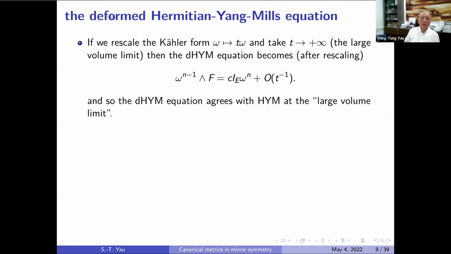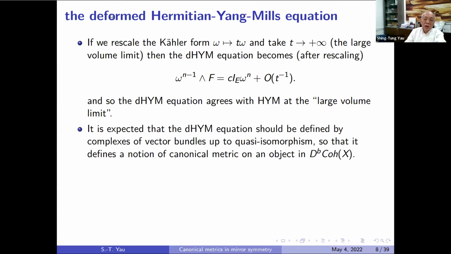After some rescaling, it turns out you get down to omega^(n-1) wedge F equals a constant times omega^n. This, of course, is exactly the Hermitian-Yang-Mills equation that we studied 30, 40 years ago. So that's one of the reasons why we call it deformed Hermitian-Yang-Mills. When we change scale, the Kähler form, to let it go to a large volume, then it becomes this equation.